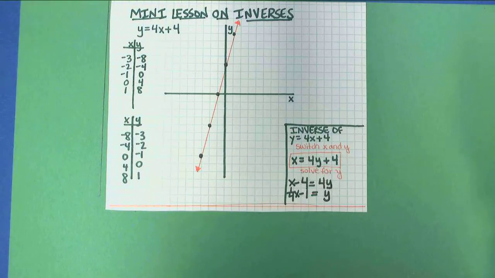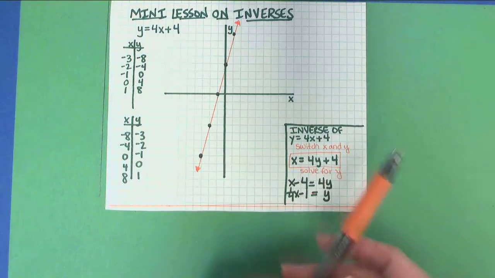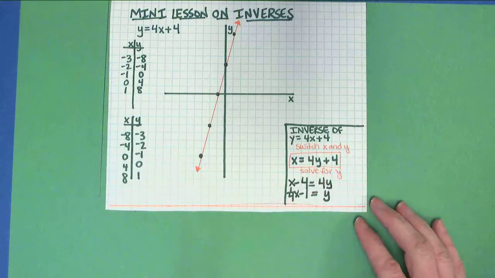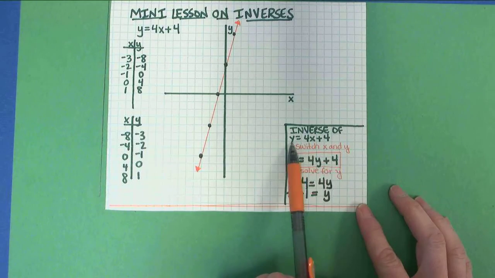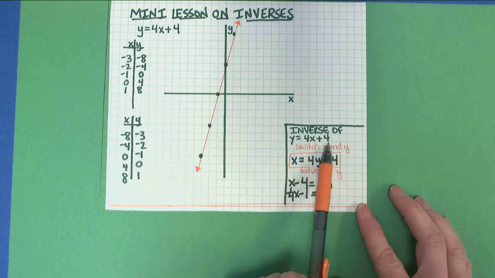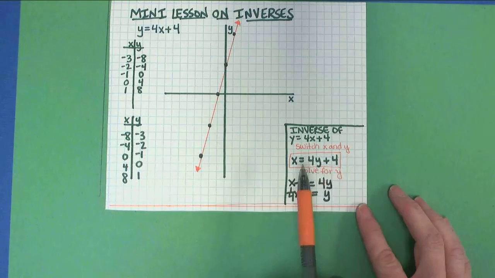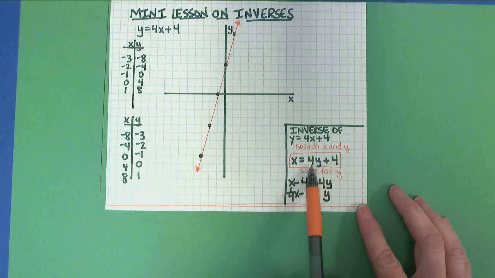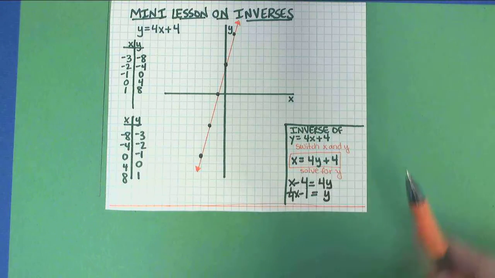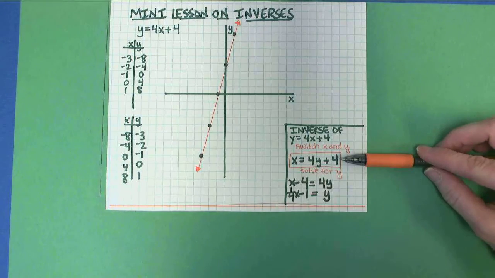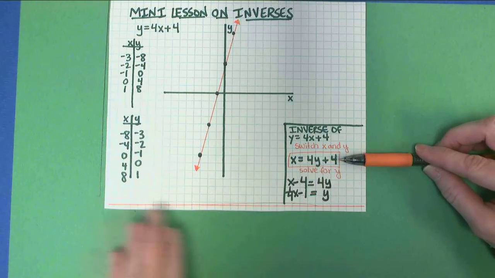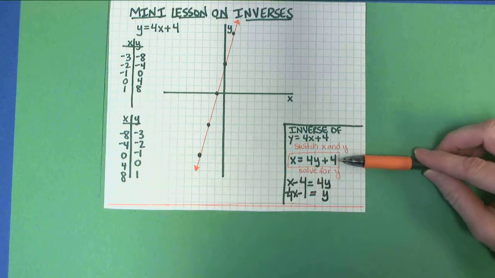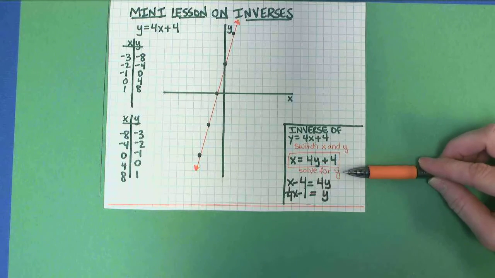Now, the definition of an inverse, we're going to come down here. The definition of an inverse is to switch the x and the y. So I took y equals 4x plus 4 and switched it to x equals 4y plus 4. This definitely is the inverse of the function, but it's kind of awkward because it's solved for x and not y. So I'm going to take this inverse and go ahead and solve for y.